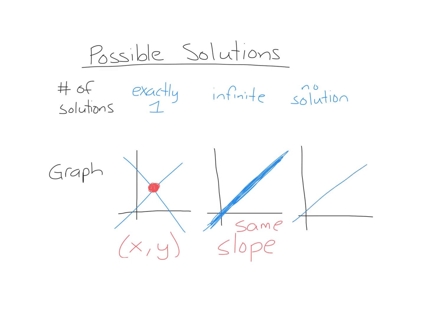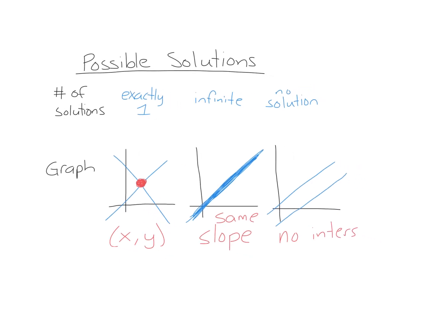What do we think no solution would look like? Parallel. Yep, parallel. Why do you say parallel? Because they don't intersect. Right, because there's no intersection. So they're parallel lines.